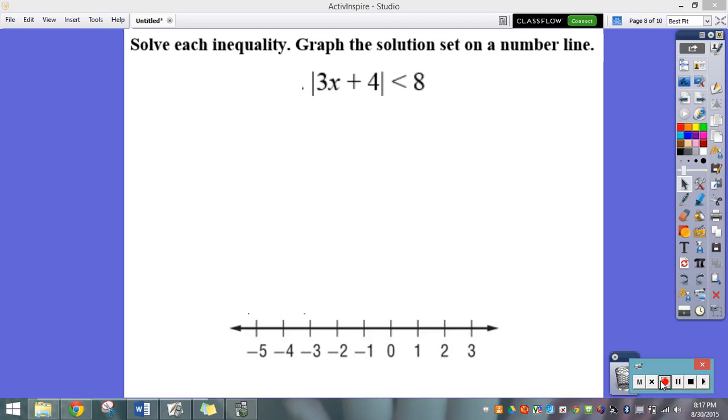When working with absolute value inequalities, there are two cases: an inequality that involves less than and an inequality that involves greater than. We're going to look at both cases, starting with less than.